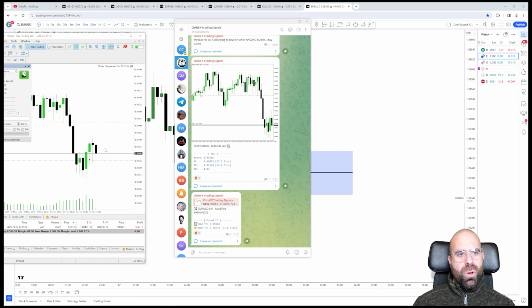This is the trade as I called it, you can see, and of course I adjusted the take profit to a much higher take profit, but I will be closing partials along the way as well.